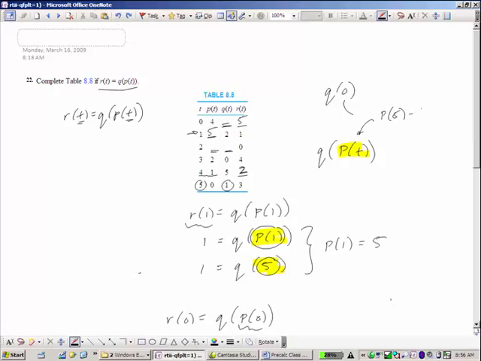Okay. All right, so P of 5 equals 0. So here's what we're really trying to say. R of 5 is equal to Q of P of 5. 5's like the magic number for this one. Well, what's P of 5 equal to? 0. So R of 5 is equal to Q of 0. Do we know what R of 5 is? Yeah, R of 5 is equal to 3. So 3 equals Q of 0.